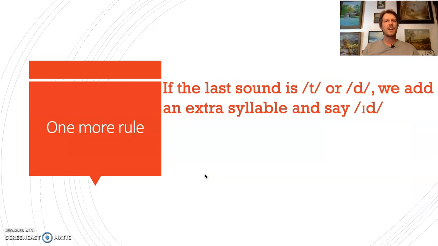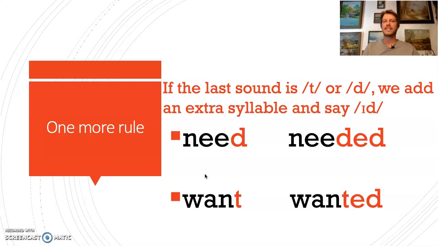Feeling good? Let's do one more rule. If the last sound of the word is t or d, now we add the extra syllable and say something like id. Right here we have need and duh. Even though it's voiced, we don't want to say needed. That just sounds weird. So we add an extra sound when we say ed and say needed.